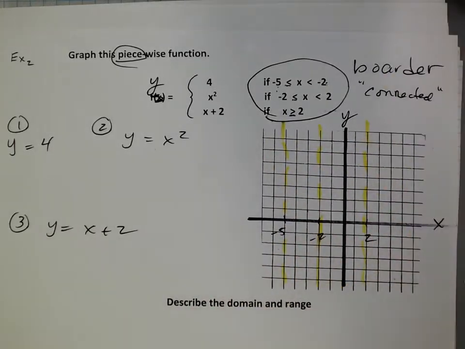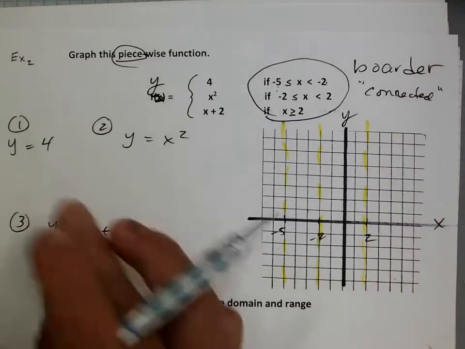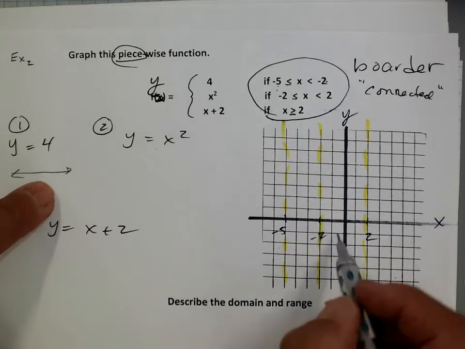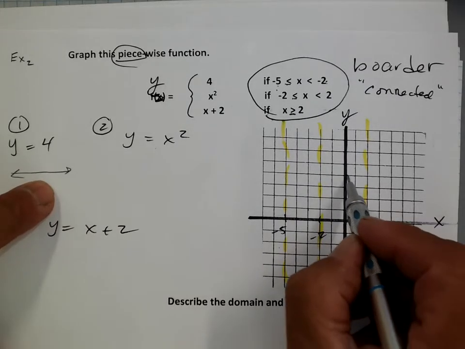Let's do it. So y equals 4, first graph. y equals 4 is a horizontal line at 4. So I go up to 1, 2, 3, 4.